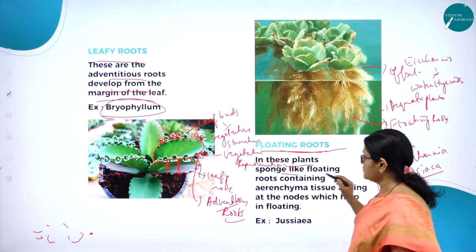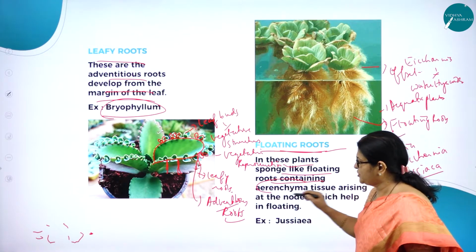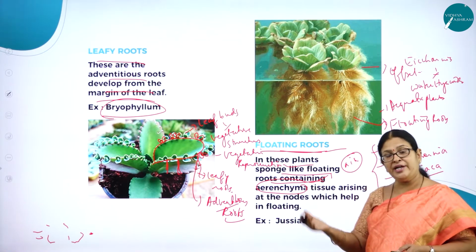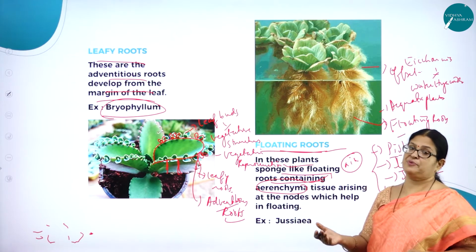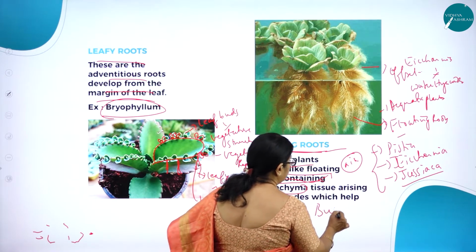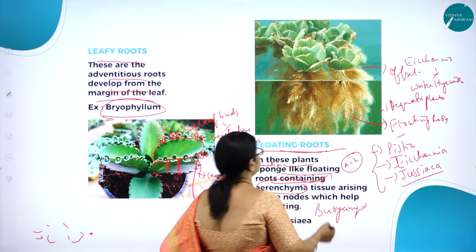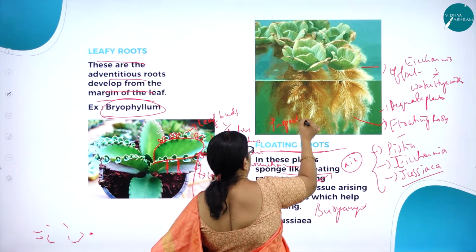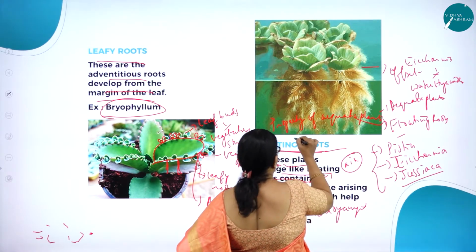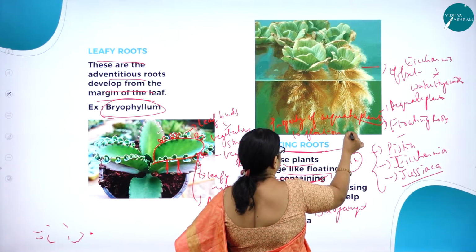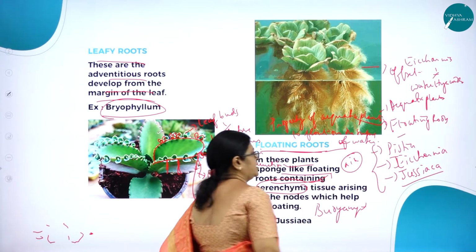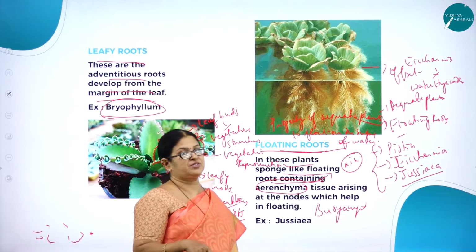So in these plants, sponge-like floating roots contain what type of tissue? Aerenchyma tissue. Aerenchyma tissue has more air, which will reduce the specific gravity of the plants and helps in a property called buoyancy. What is buoyancy? Buoyancy is the property of aquatic plants to float on the surface of water. So it helps in floating on the surface of the water.